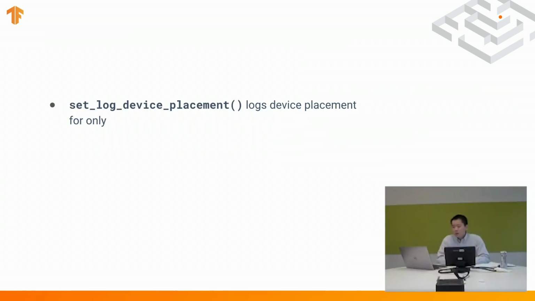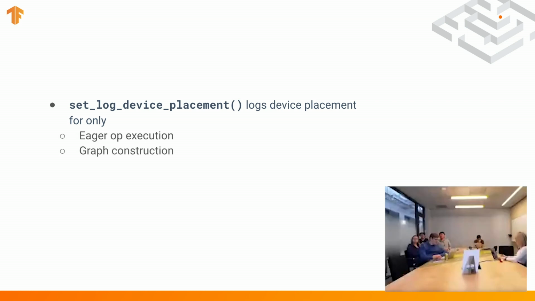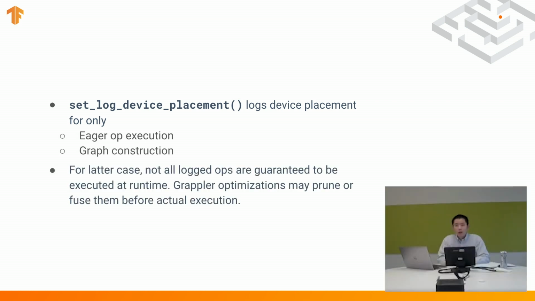So here are some other important things to know about set_log_device_placement. It works for both eager operations and for graph operations, but they are logged to different places, as I mentioned. And also be aware that the fact that an op is logged at graph construction time does not guarantee that the op will be executed at runtime, and that's because TensorFlow has its built-in graph optimization step called Grappler, and Grappler may change the placement, or it may prune the op away from the graph, or it may fuse the op into a larger op, and so forth. I'm going to talk about that in a coming slide.